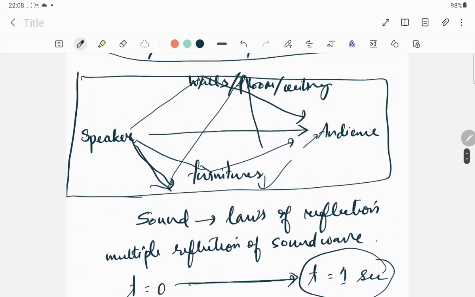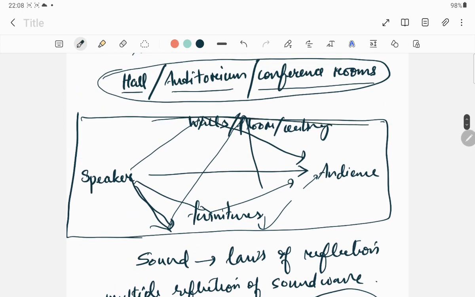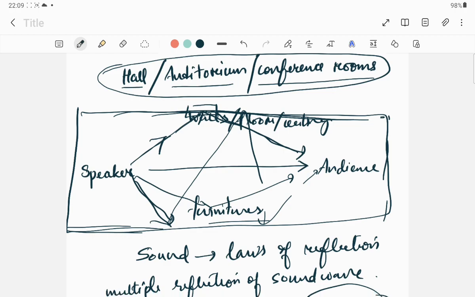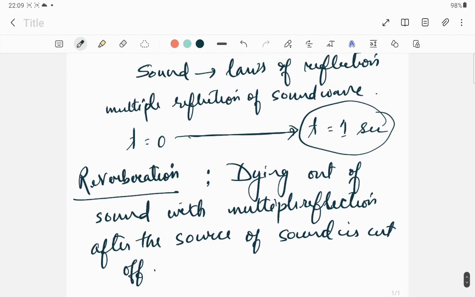Because we know that these walls have some kind of absorption capacity. So when the sound falls on this particular wall, as per its absorption capacity, it will absorb some amount, and whatever sound is reflected back will have a lower amount of energy. So with every successive reflection, the amount of energy carried by the sound wave, or the strength of the sound wave, will be decreasing. That is why it is called dying out of the sound, or you can say the decreasing intensity of the sound wave with multiple reflections.